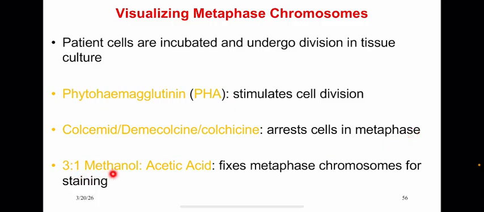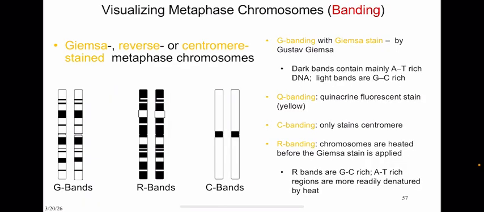And the methanol acetic acid solution is used to fix the chromosomes for staining. Not just any chromosomes, the metaphase chromosomes. So after using colcemid and its friends to arrest the cells in the metaphase, if you want to fix them on a microscope slide for analysis, you use the 3:1 methanol acetic acid solution mixture to fix them. Let's go into the next.